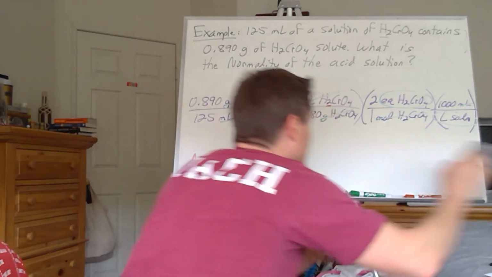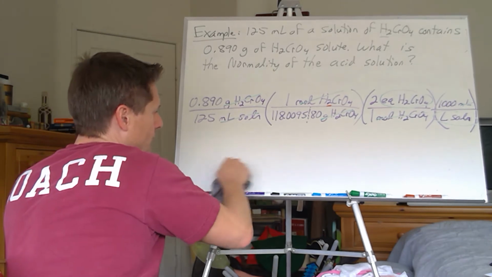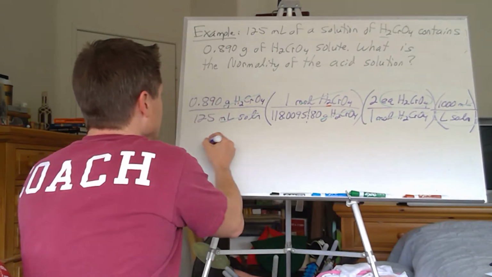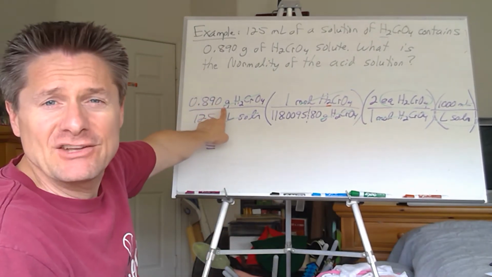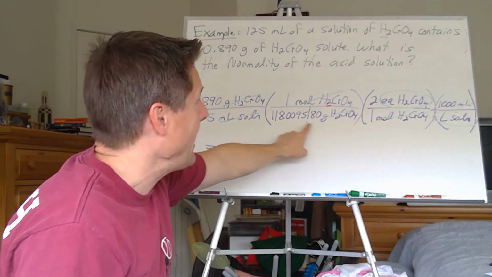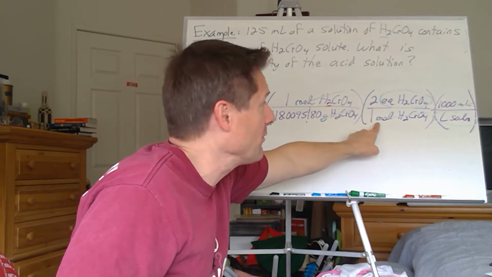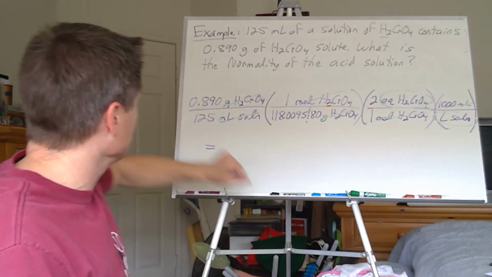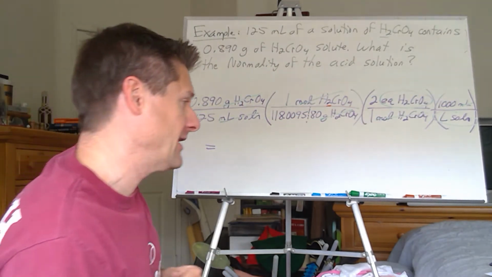So let me erase this real quick. Let's write our answer down. We've got 3 significant digits in the mass, 3 in the volume. Wow, 7 in the molar mass. This is exact because it comes from a chemical formula. That's exact from the metric conversion. So I'm limited to 3 significant digits.